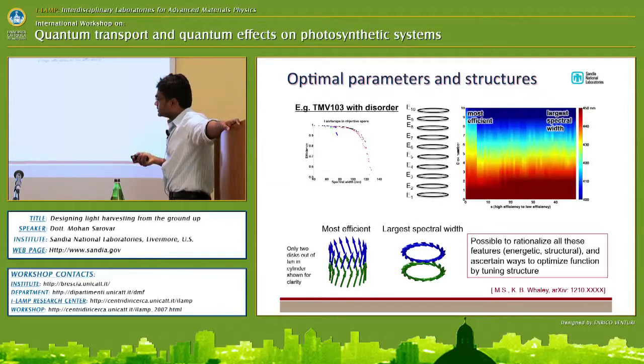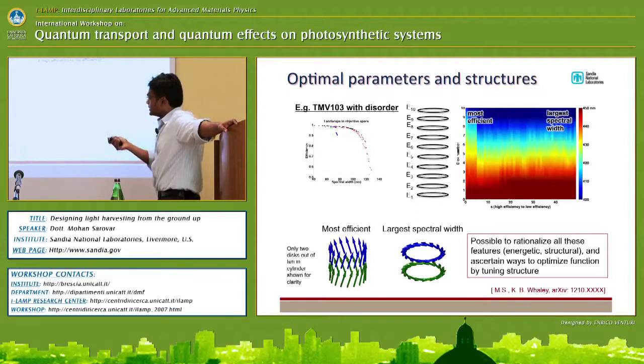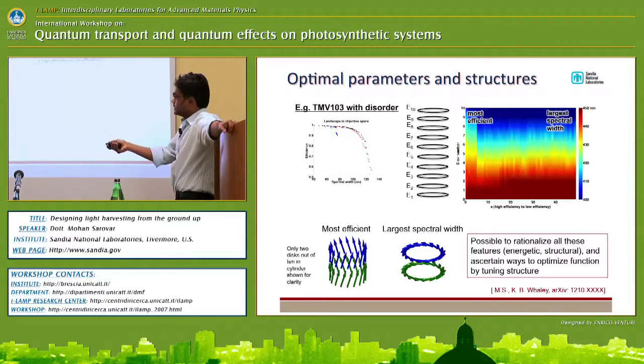If you look at the angles, okay, so I'm just plotting two structures here. This is the most efficient, and this is the least efficient but largest spectral width. You see that they change dramatically. Right? For the most efficient structures, the dipoles are almost pointing down the cylinder. The transport is not coherent down the cylinder because you have disorder, but this structure is optimal.